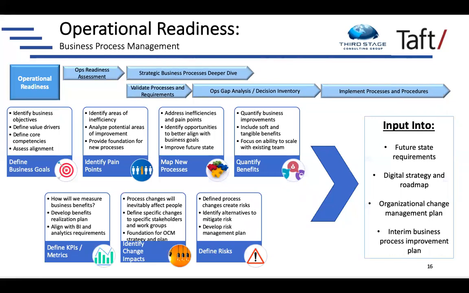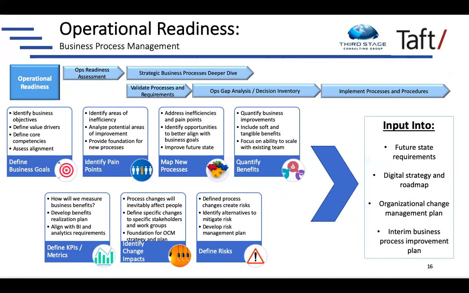And so this is just an example of how we typically would address business process management and how we move from defining your current state to the future state. And it's typically an iterative process that involves starting with the current state, moving to the future state based on your pain points, looking at your business benefits and metrics, identifying the change impacts, and then ultimately defining the risks.